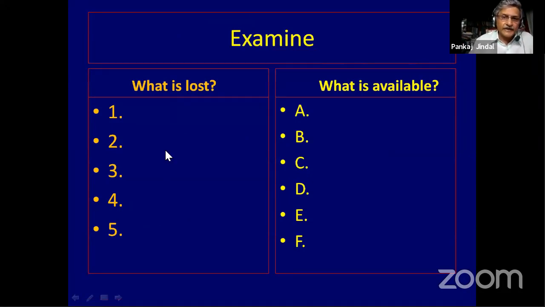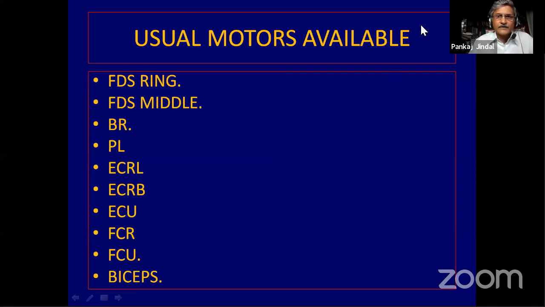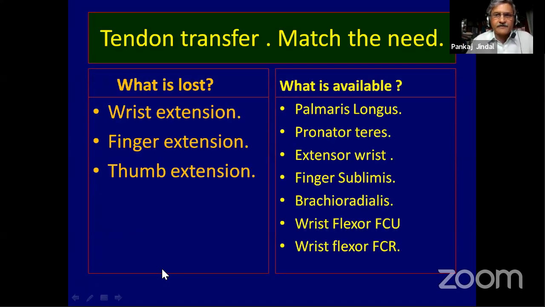So you enumerate what is lost, you enumerate what is available, and then what are the usually available muscles? The FDS of the ring, FDS of the middle, brachioradialis, palmaris longus, extensors of the wrist, extensor carpi ulnaris, most often FCR and FCU, and biceps. These are the muscles which are usually available. So find out what is lost, what is available, and enumerate them on either side.